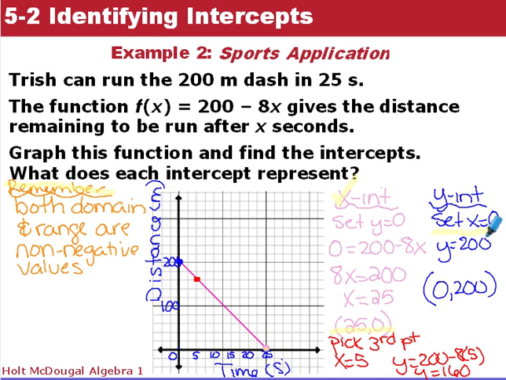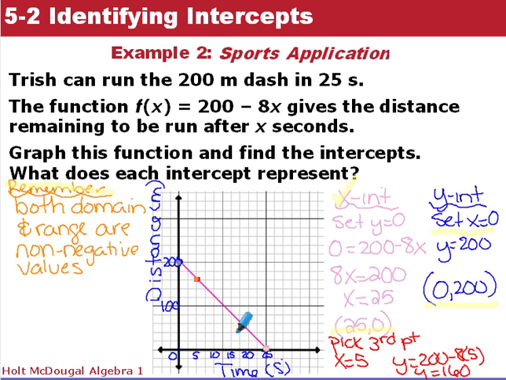So we set x equal to 0. Doing that, we just get y equals 200. So this is our y-intercept at the point (0, 200). And then we just want to pick one more point. So let's pick 5. And so when x is 5, y is 160. So at (5, 160), we plot that point, connect all 3, and that becomes our line.